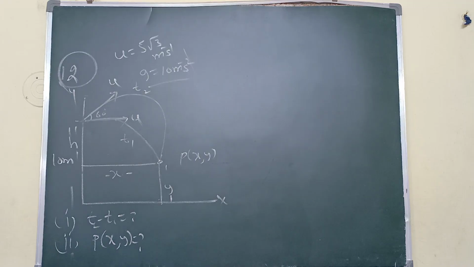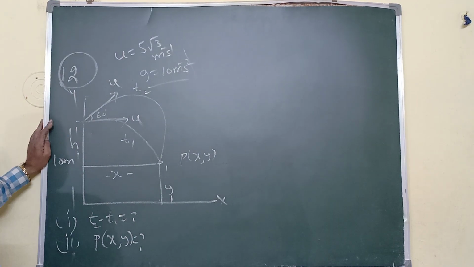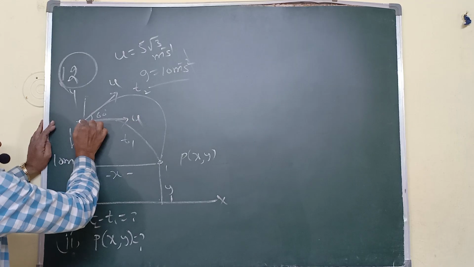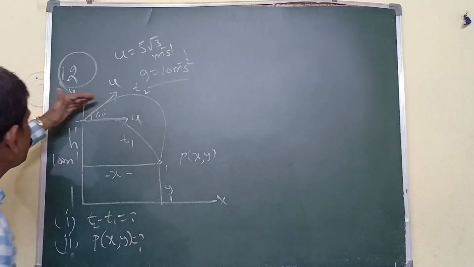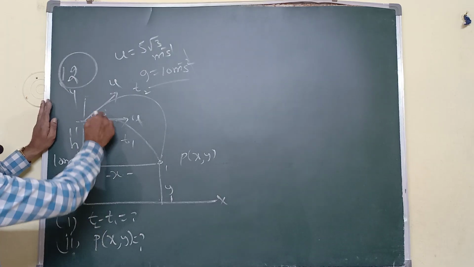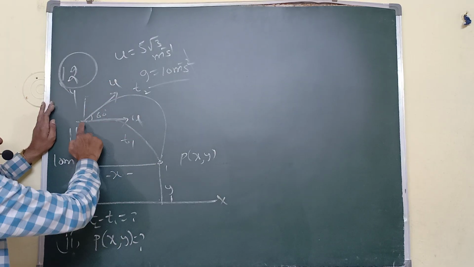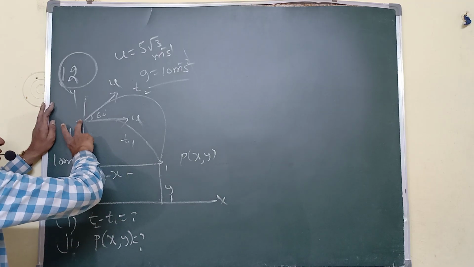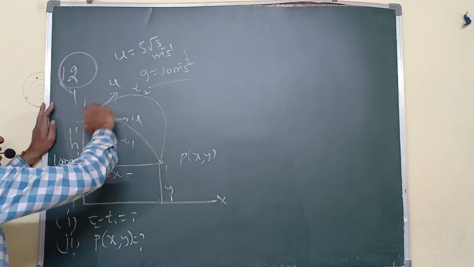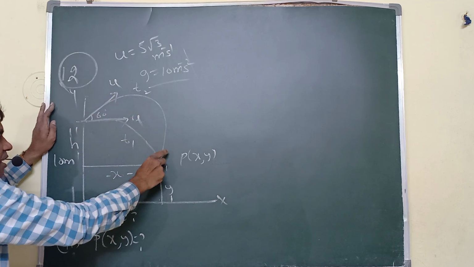What happens? This is one hill, 10 meters height. From here I am projecting. Projecting means firing one gun with U initial velocity, and another bullet fired by making 60 degrees. So this is the trajectory, a parabolic path. This is the horizontal projectile, from the top of the tower, and this is projected obliquely. This is also from the tower only, but at some angle. These two are meeting here.